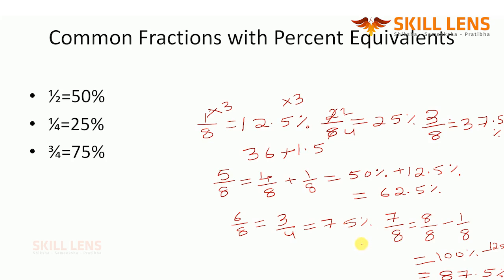Okay, like that 3/4. When you come across the last value, it is 100% minus the first value. 100 minus 12.5 will give you 87.5. Hope you understood the reciprocal values to percentage values of the 1/8.